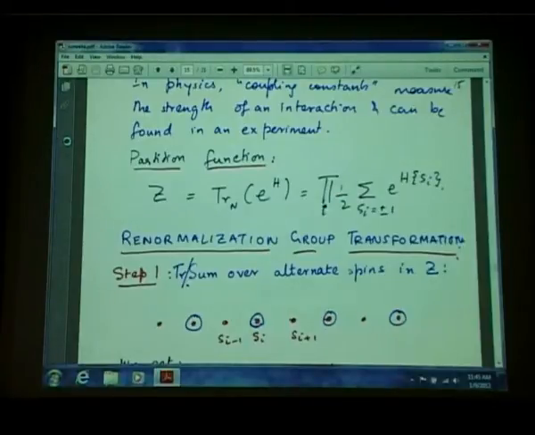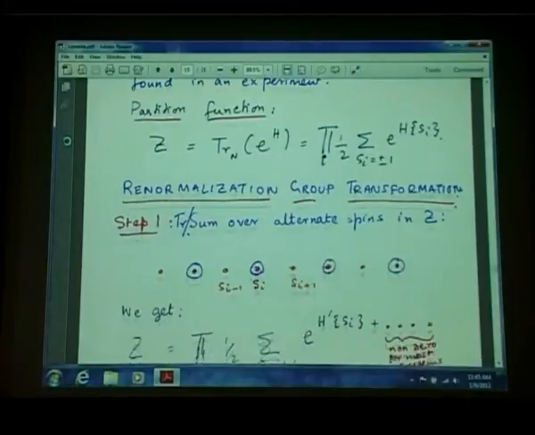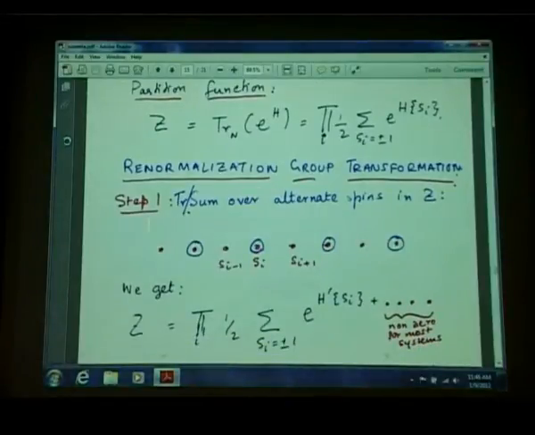So this is my physical system. Now I'm going to describe something called a renormalization group transformation. What the transformation is: I'm not going to do all the summations now. I'm going to do this tracing, or this summation, only over alternate spins in Z. So I have these lattice sites. I pick out all the alternate lattice sites and I first sum over them. I first do this tracing over them.